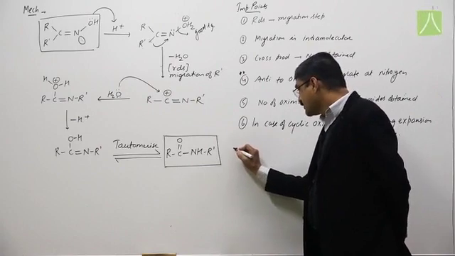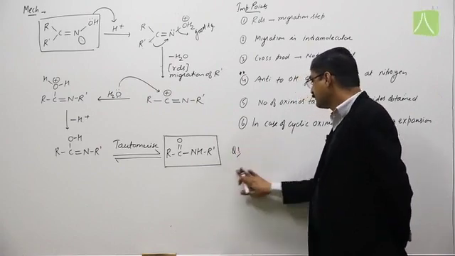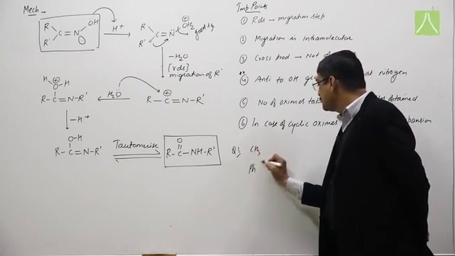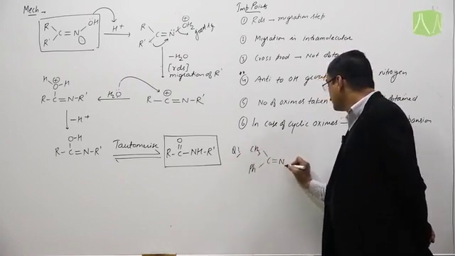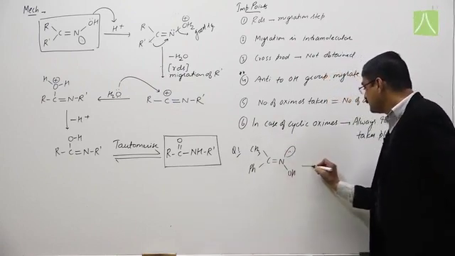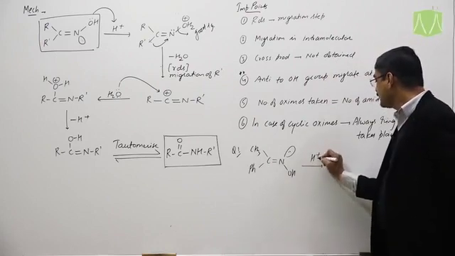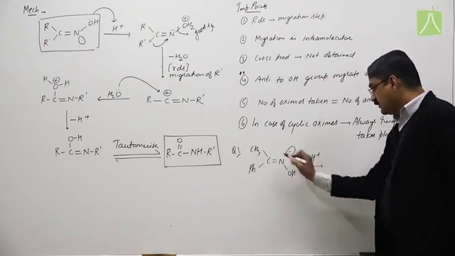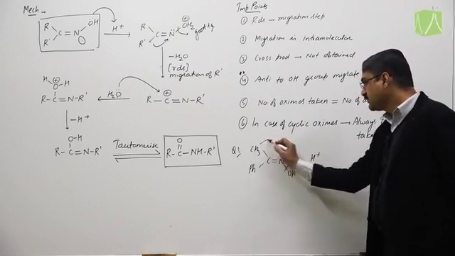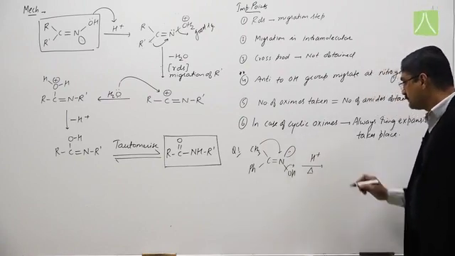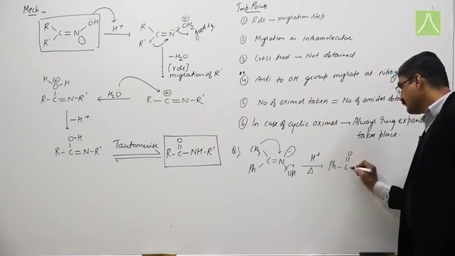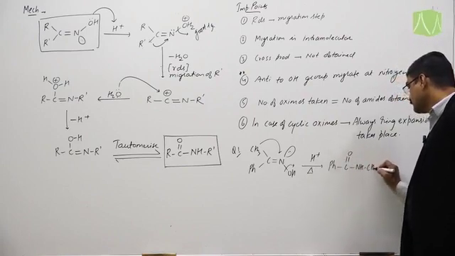Now question number 1. Suppose I take CH3 C PhOH, this is the given structure. In presence of H plus, the OH group is removed and the methyl group migrates, because methyl is the anti group. So the product is PhCONHCH3.